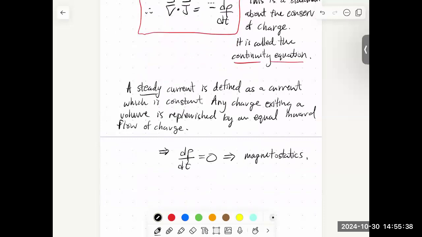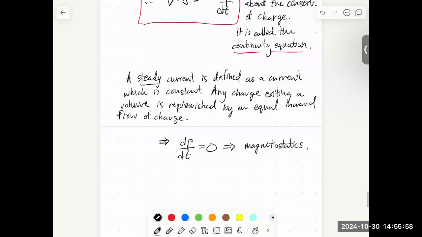So electrostatics was no motion of charge. Magnetostatics is kind of a steady current. So there's motion of charge, but any charge that's lost through some volume has to be replenished by some inward flow at some other point. Okay, so in magnetostatics, the continuity equation becomes the divergence of J is equal to 0.